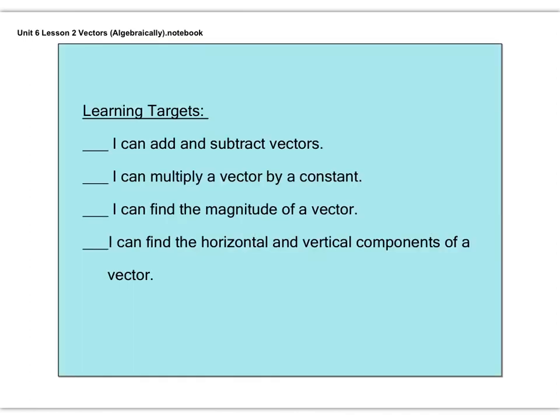Hopefully you feel like you can add and subtract vectors, multiply a vector by a constant, find the magnitude of a vector using that Pythagorean theorem, and find the horizontal and vertical components of a vector, basically using cosine and sine.